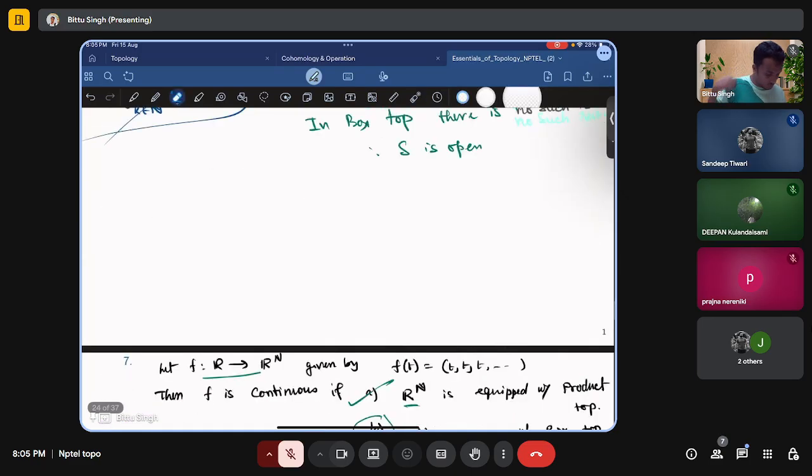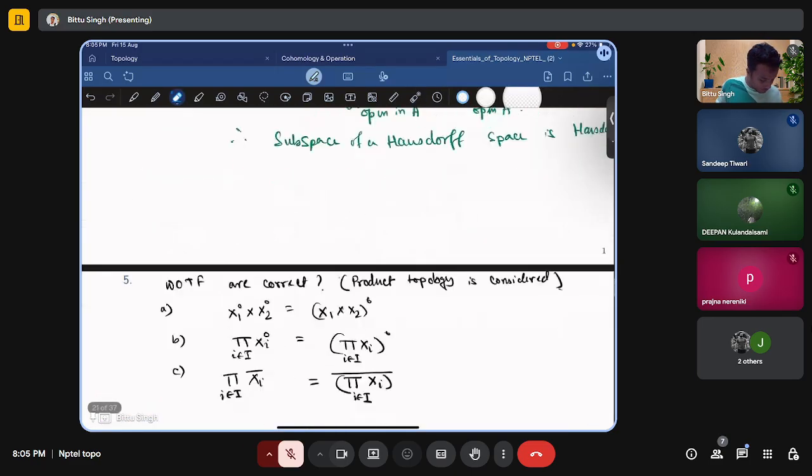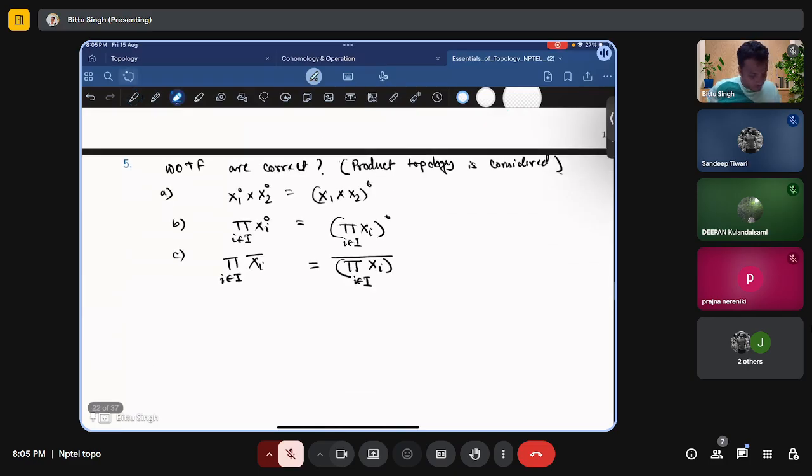So I can't solve any problem from quotient topology. So let me say about this fact. This is also true: if we take interior, product behaves with respect to interior. This is true for finite product only. You can prove it, very easy proof.